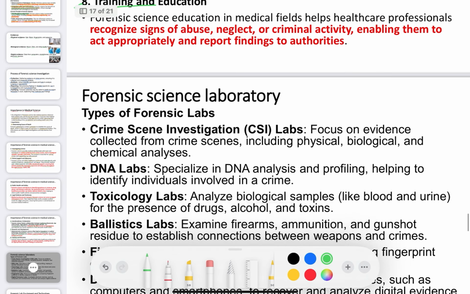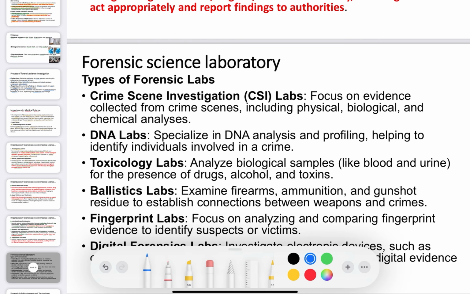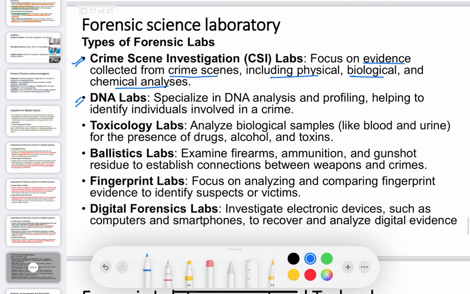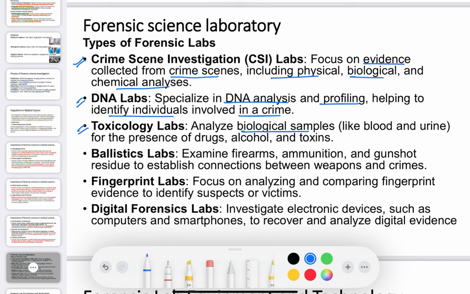Now comes the forensic science laboratory. There are many types of forensic science laboratories. First one is the crime scene laboratory. Crime scene investigation lab mainly focuses on evidence collection from the crime scene, including physical, biological, and chemical analysis. DNA labs specialize in DNA analysis and profiling, helping in identifying individuals involved in a crime. Toxicology labs analyze biological samples like blood and urine for the presence of drugs, alcohol, and toxins.